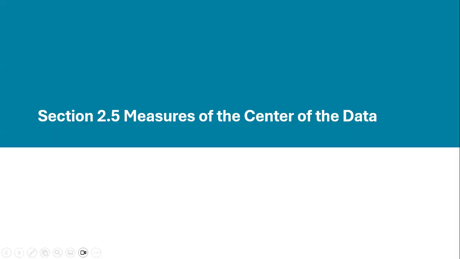Hi, in this video we want to go over section 2.5, which talks about the measures of the center of the data. In this section we want to learn about some measures that help us find the center of data. If we know the center of data, we can easily talk about the type of a distribution, if it's symmetric or skewed right or left.